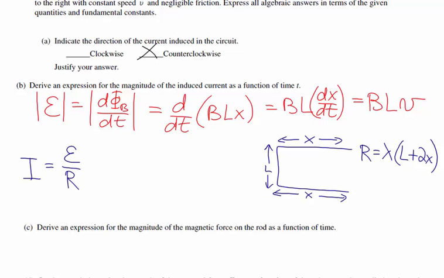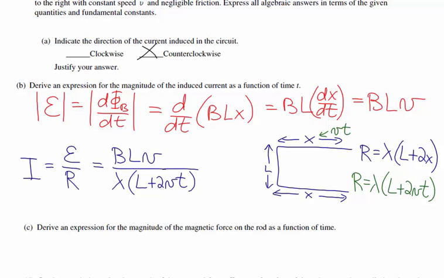Because this rod is traveling at a constant velocity, the distance x equals the velocity times the time. And so if we substitute that in, we get that the resistance equals lambda times (L plus 2Vt). And so if I substitute in my voltage and my resistance, I get that my induced current equals BLV divided by lambda times the quantity (L plus 2Vt). Again, this is giving me the current as a function of time.